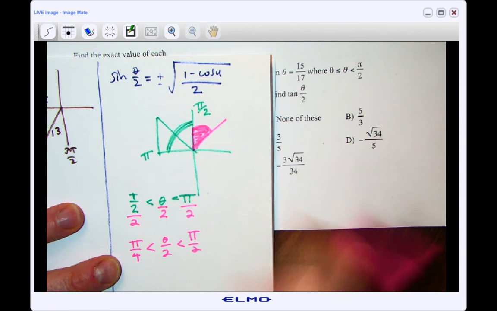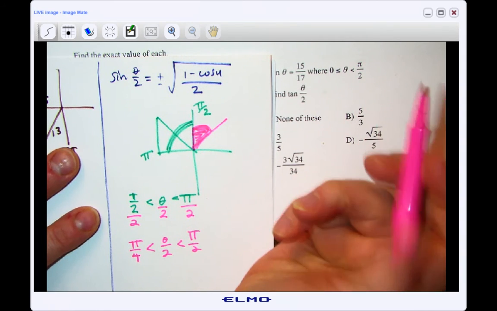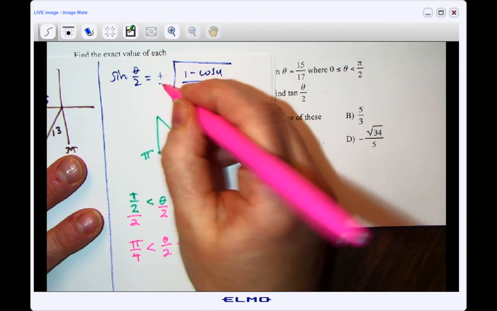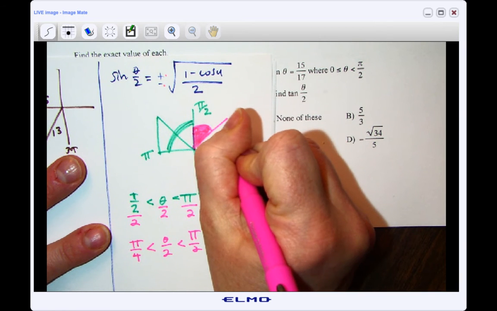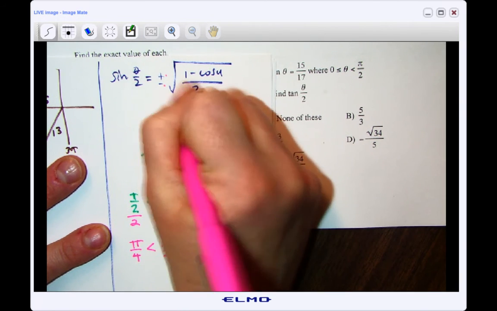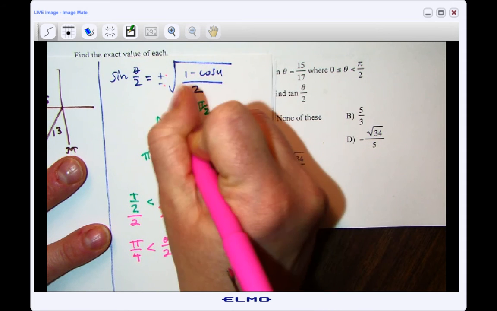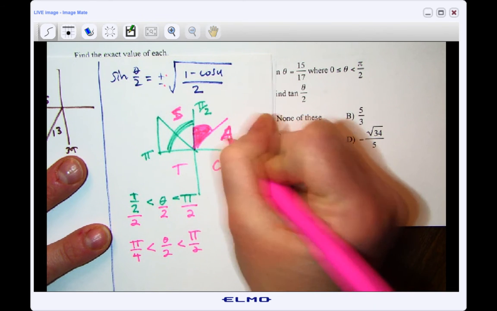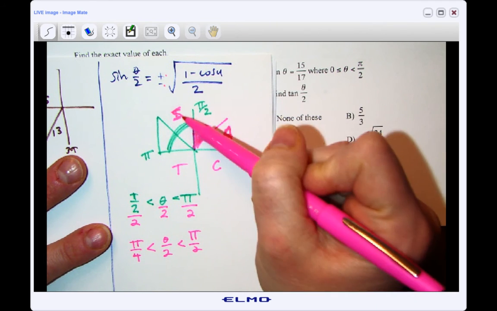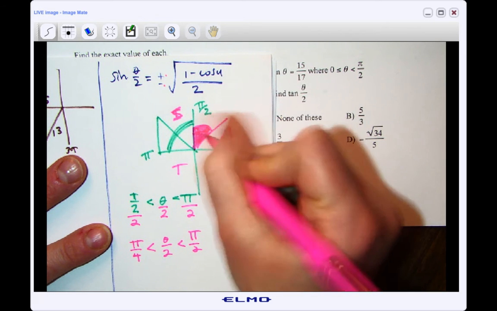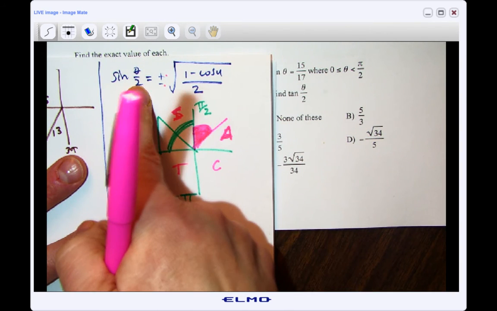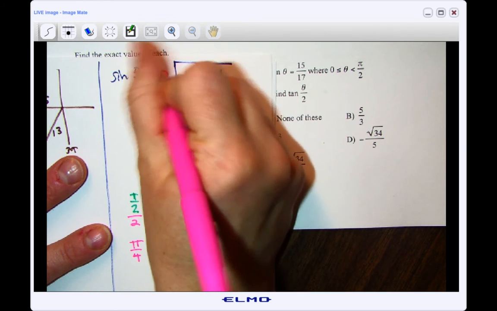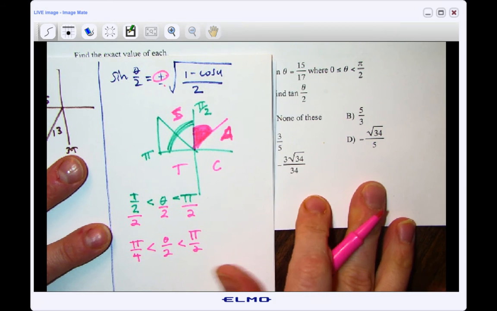So that tells me something important about its sign. Which kind of sign would its sign have? Would it be positive or negative? And of course, everybody knows that All Students Take Calculus. So we know that all of them are positive in this quadrant, sine is positive in this one, tangent and cosine in the others. And so we know that since it's in quadrant 1, it actually doesn't matter whether they're asking me sine or cosine, they're both going to be positive there. So I'm taking the positive one. So when I plug it into the formula here, I'm going to use the positive.